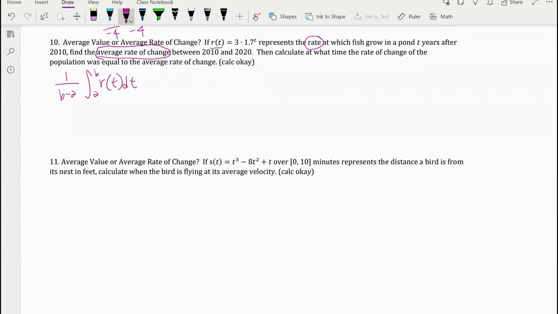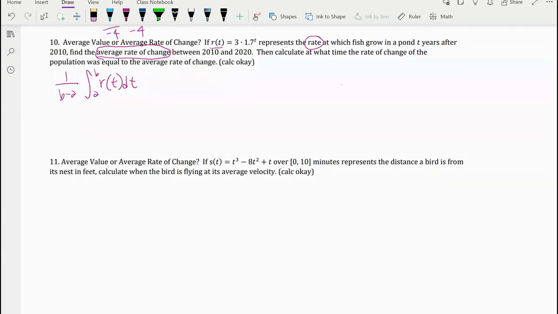Let me walk you through this one more time because these are confusing. We are given the rate function. We are finding the average rate of change. If you're given the rate function and you're finding the average of rate, that's going to be the average y value of the rate function. I'm not going to find the derivative. If I found r prime, that's the rate of the rate. That's the derivative of rate, which I'm not asking about here. I'm asking for the average rate. So I am finding the average value of a rate of change function.